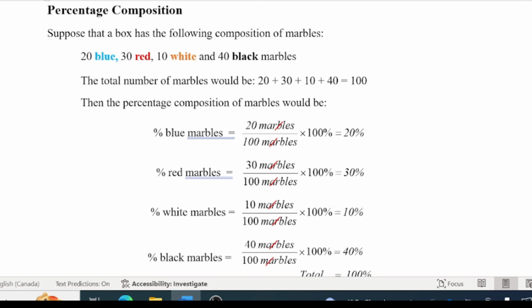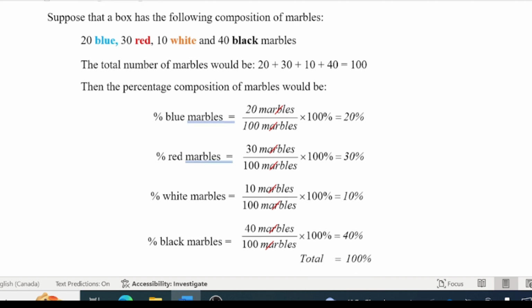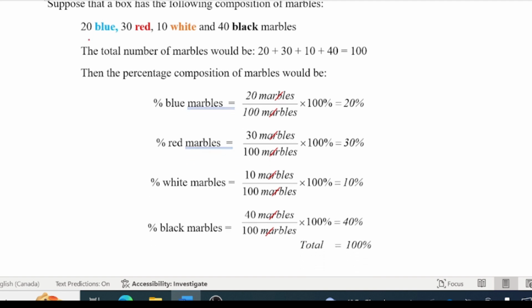If you do the percentage of blue marbles, we have 20 blue marbles here. So you divide 20 by the total number of marbles there, and you multiply by 100%. And you get this value here. You want to know red marbles, where you have 30 red marbles there. So you do the same thing here, 30 by 100. You end up with 30%.